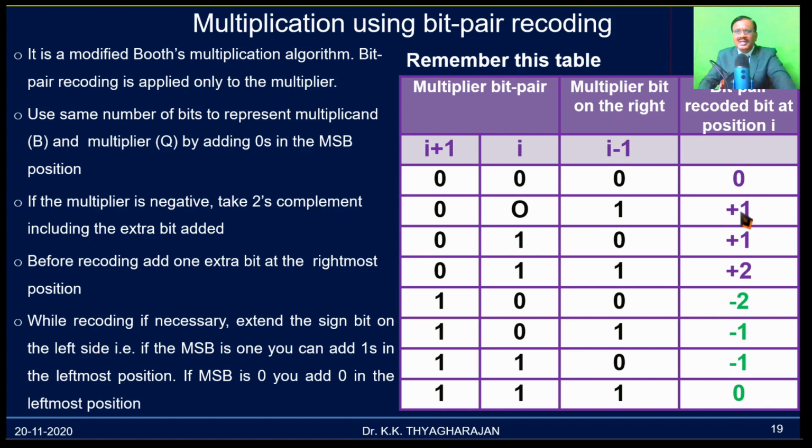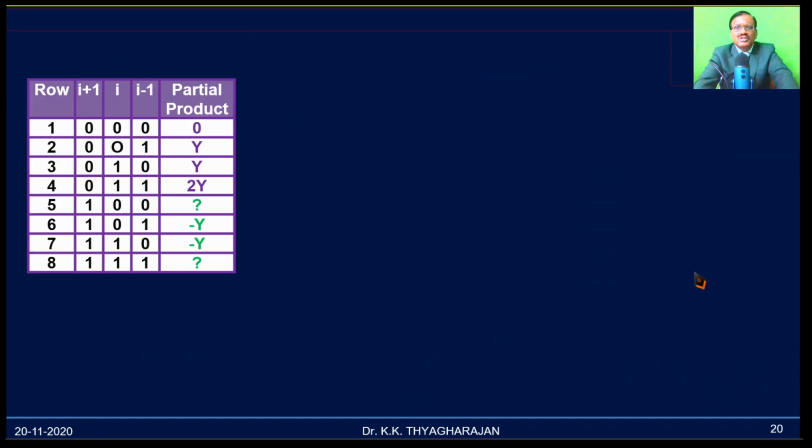So if you remember this half, you can easily write the remaining half. Anyway, you have to remember this table to recode the multiplier using bit pair recoding. When the value given here is multiplied by the multiplicand, it produces the partial product. Now let us see some questions in this topic.